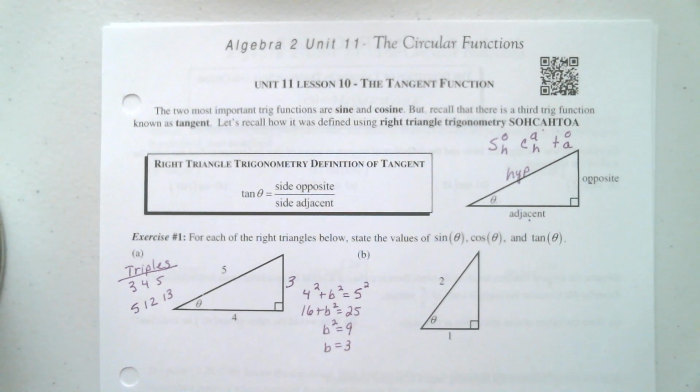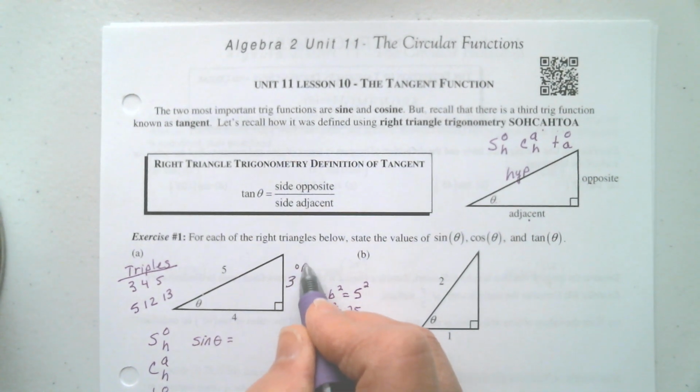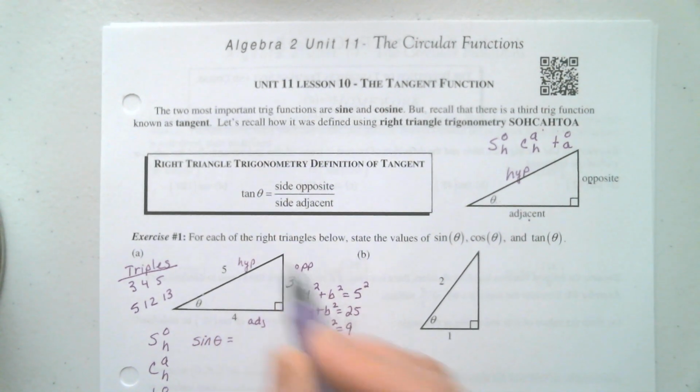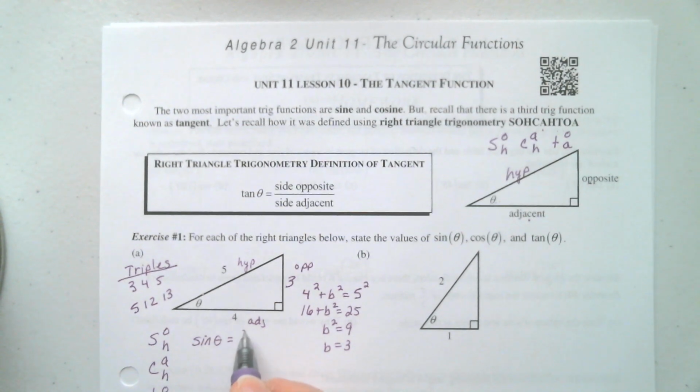So we want the sine, cosine, and tangent. SOHCAHTOA. The sine of our angle theta in this right triangle is opposite over hypotenuse, 3/5. Cosine is adjacent over hypotenuse, 4/5. And tangent is opposite over adjacent.